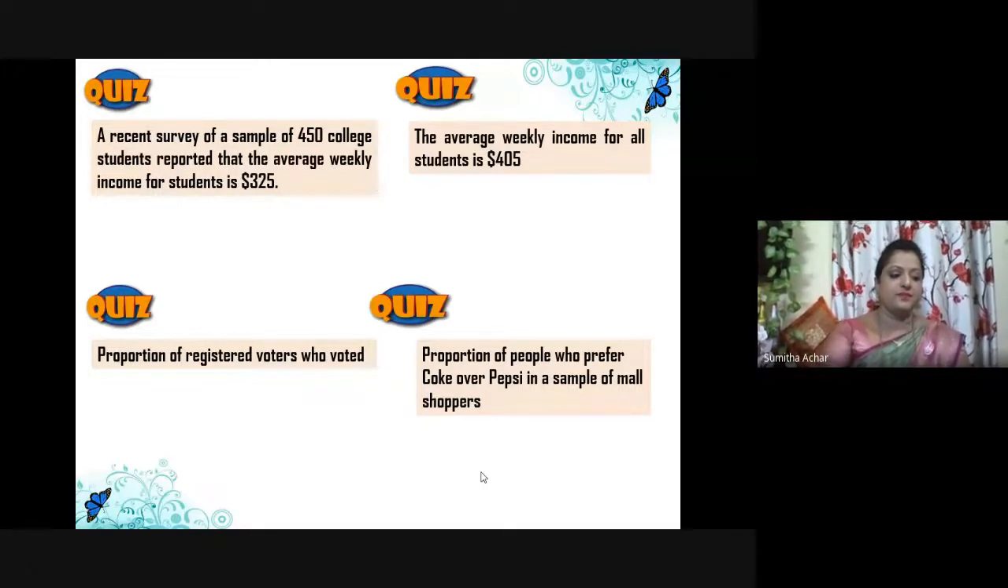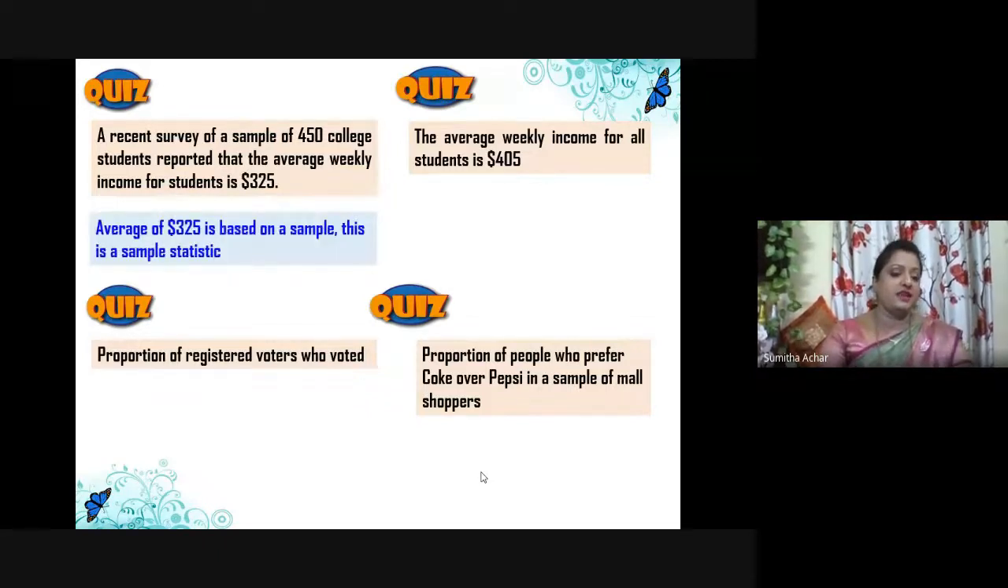What is the answer? The first one is a sample study. Right? So sample study I'm talking about. So it's a sample of 450 students. So what is the statistic here? The statistic is $325, right? Now, did you understand this?